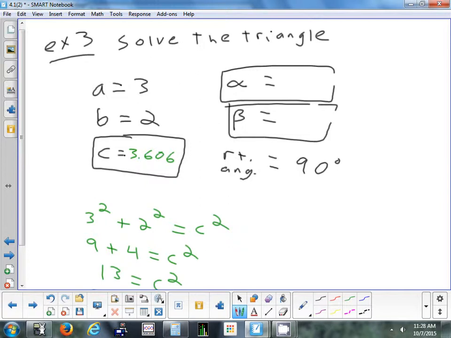Just like we've done before, forget about using C to find anything else. We've talked about why. All right, now what I would do is set up a diagram. You don't really need a diagram. Most people can do Pythagorean theorem without it. But once we start to get into opposite and adjacent, it's probably a good idea to have it. So we'll put A, alpha, B, beta. Okay, I'm going to label that as C, even though I know it's 3.606. I don't want to accidentally use it.